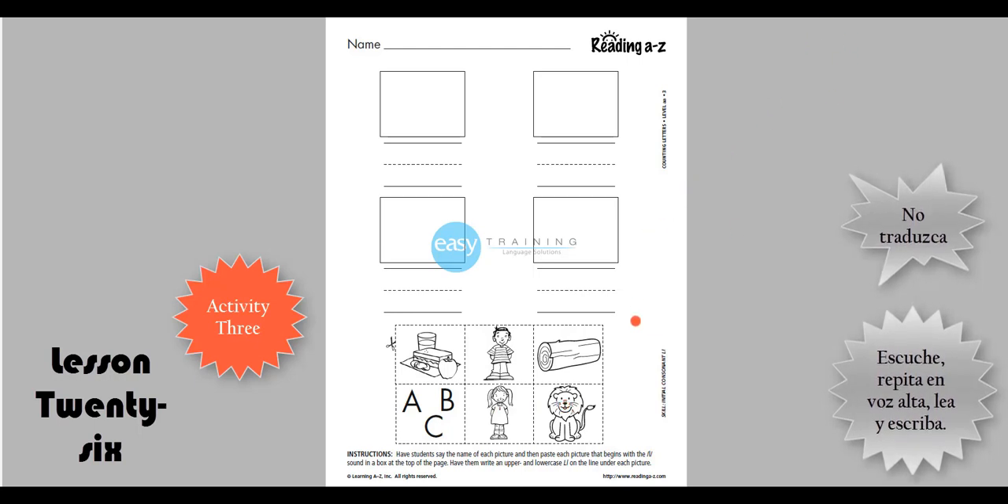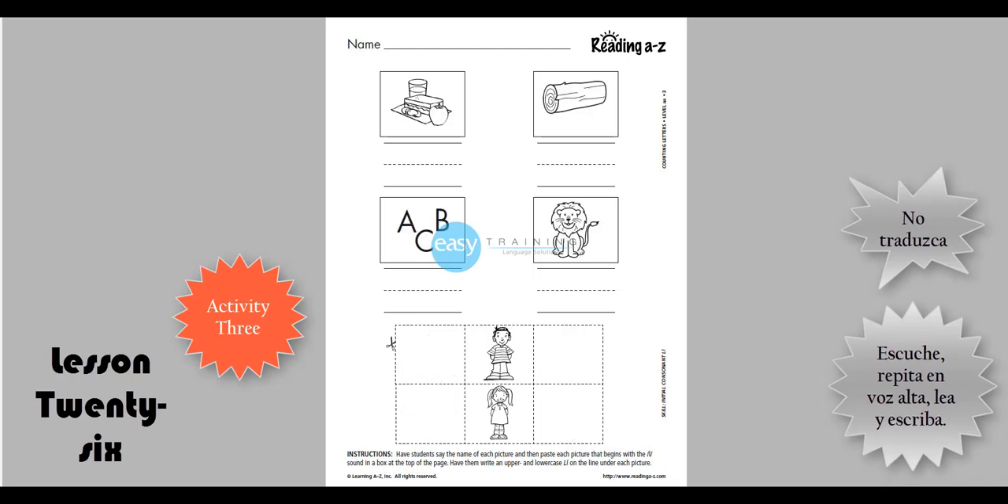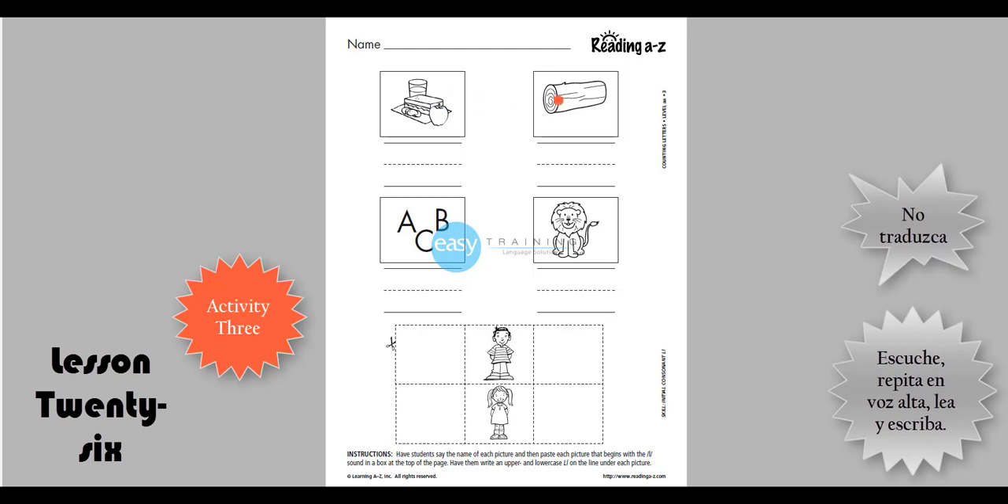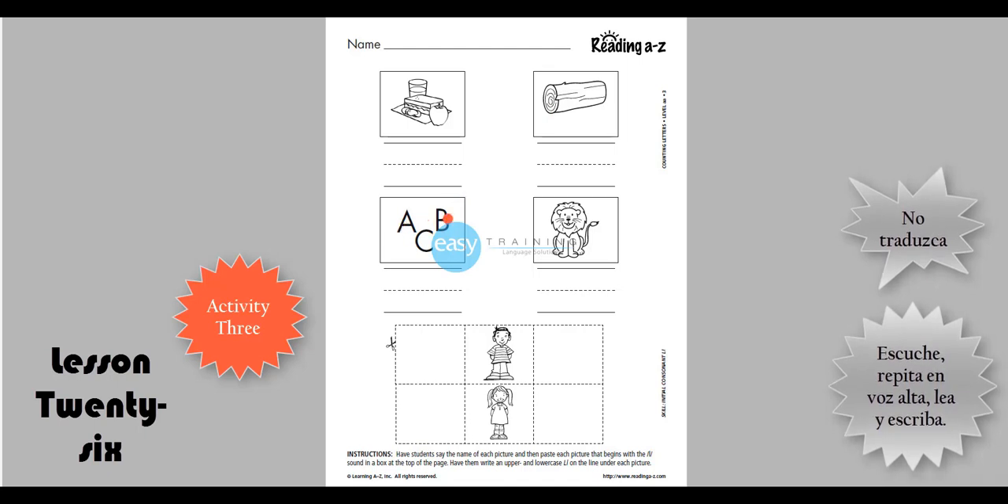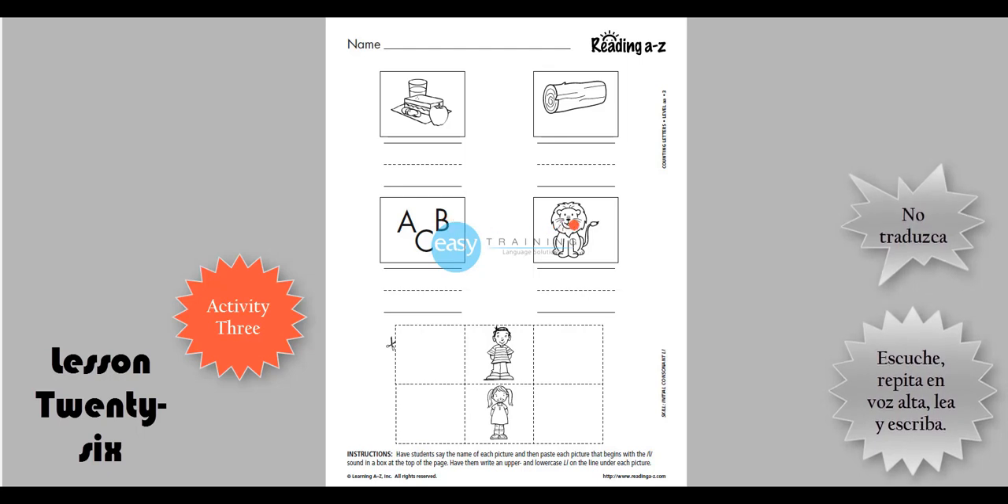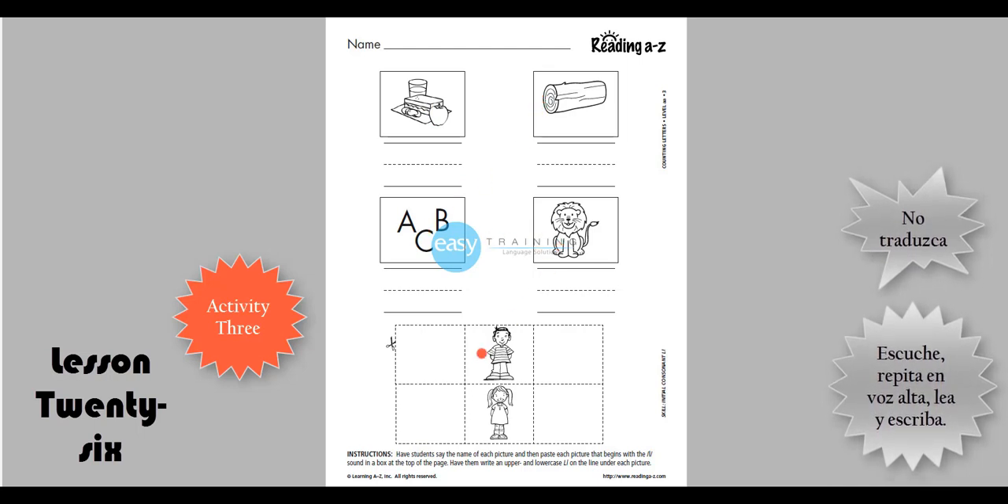Four words begin in L. Two words do not begin in L. Let's see. This is lunch. This is a log. These are letters. Letters of the alphabet. And this is a lion. Lunch. Log. Letters. Lion. This is a boy. And this is a girl.